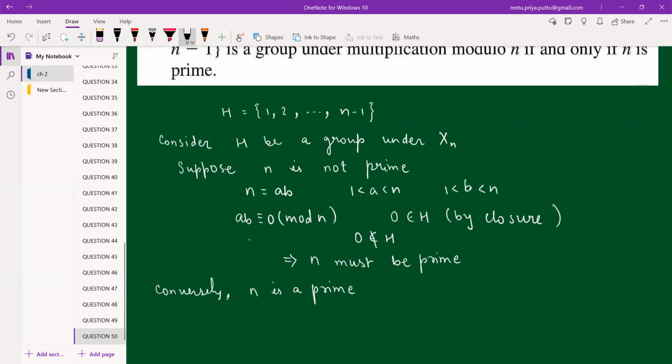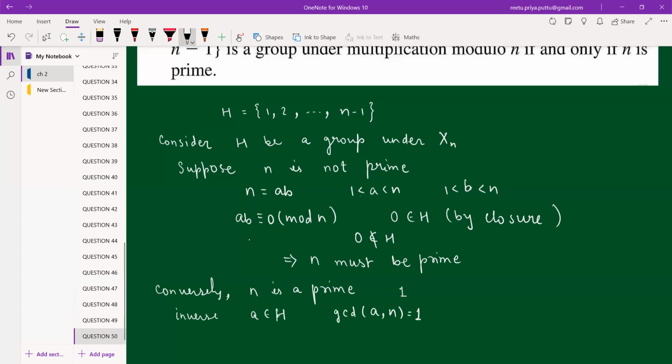Associativity is also satisfied. The only thing we need to check is the inverse, because the identity will be 1 in multiplication modulo n. So for inverse, consider A belongs to H. We have to find it for every random element. So I am considering A belongs to H. We know that GCD of A and n is equal to 1.